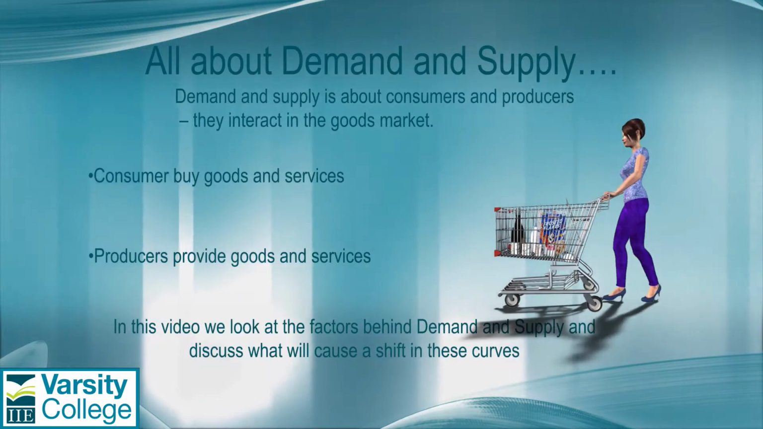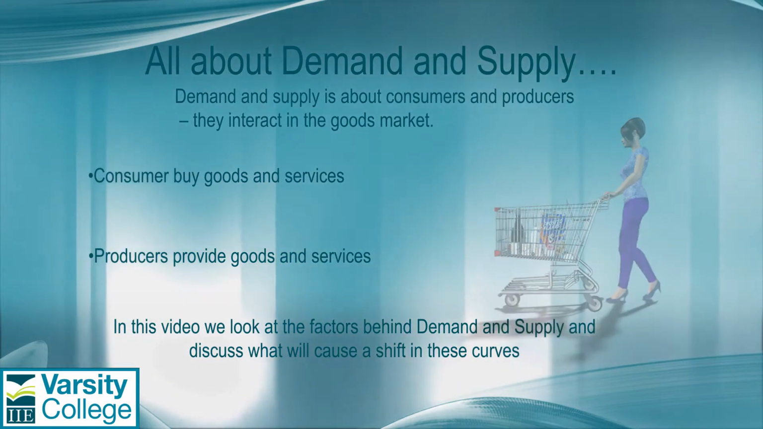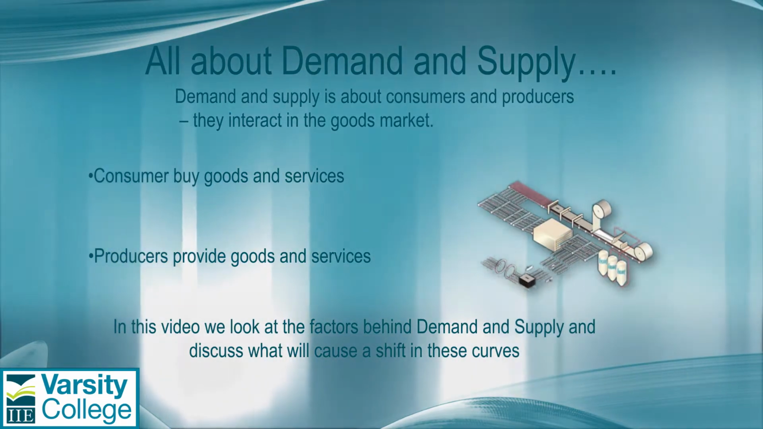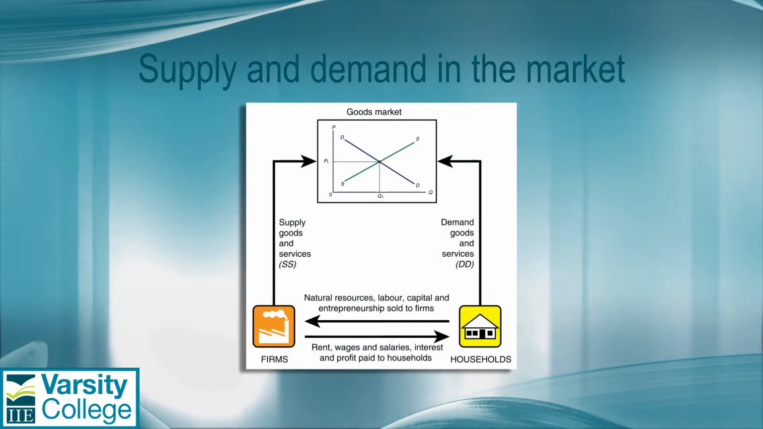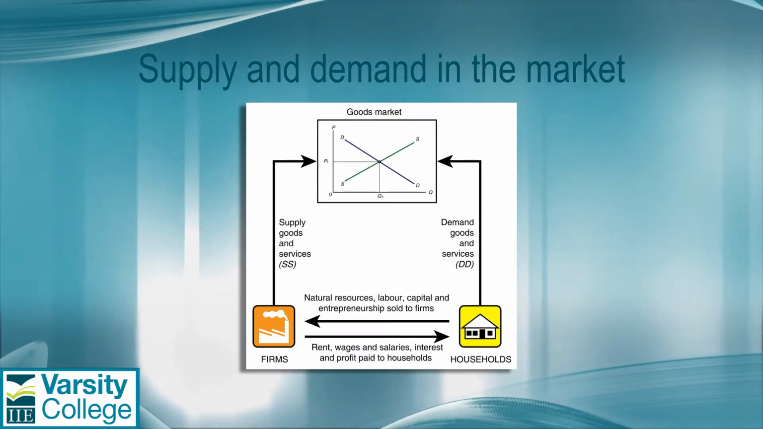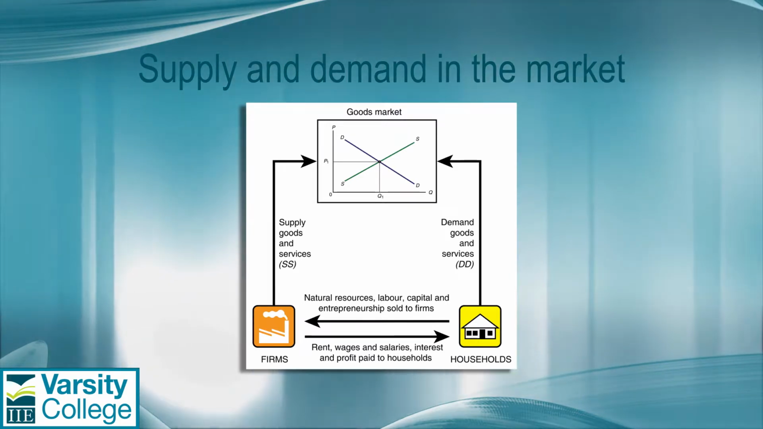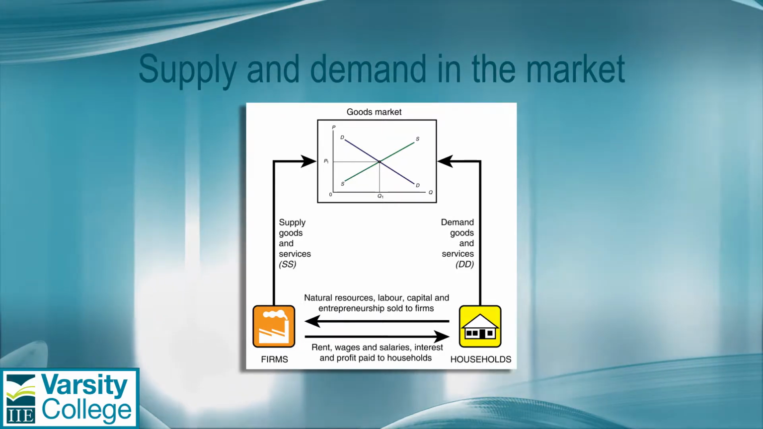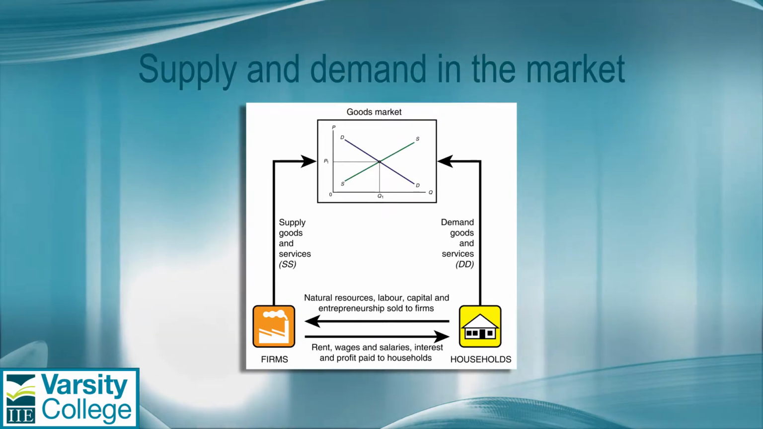Consumers buy goods and services. This is the demand side of the economy. Producers provide goods and services. This is the supply side of the economy. We start by looking at the functioning of the goods market, where consumers buy goods and services that are produced by firms. Households sell their factors of production to the market and earn a stream of income. Firms use these factors of production to produce goods and services that are then bought by the households with the income that they have earned from the firms.